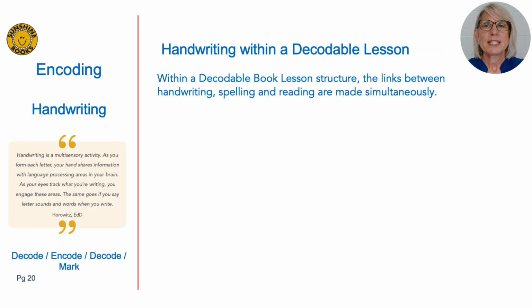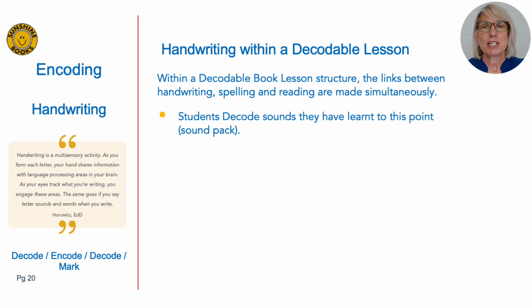Within a decodable lesson structure, the links between handwriting, spelling and reading are made simultaneously. In this next video, you'll see a handwriting section from a decodable lesson. This lesson uses a sunshine sound pack and follows this structure. Students decode sounds they have learnt to this point.